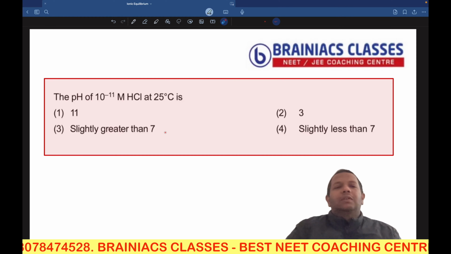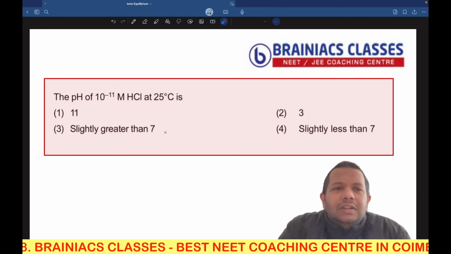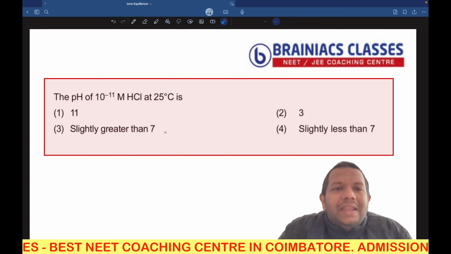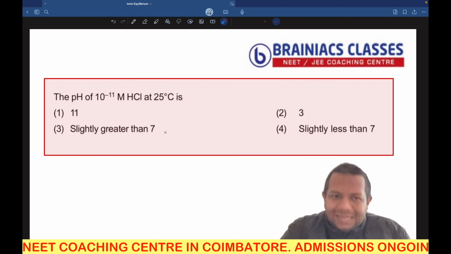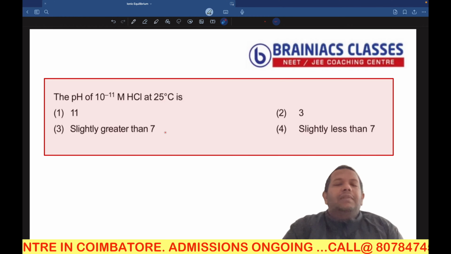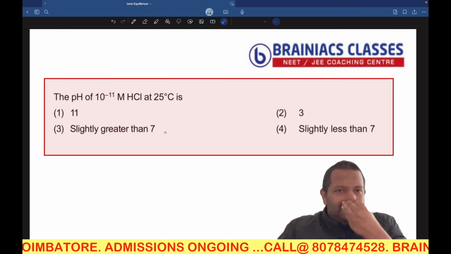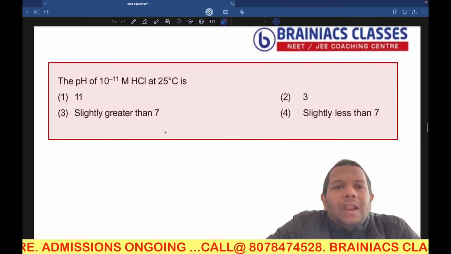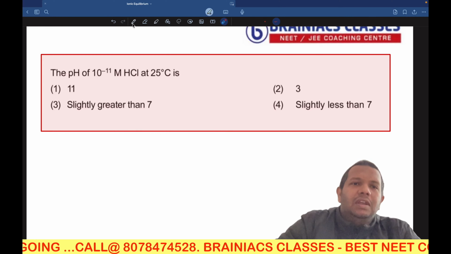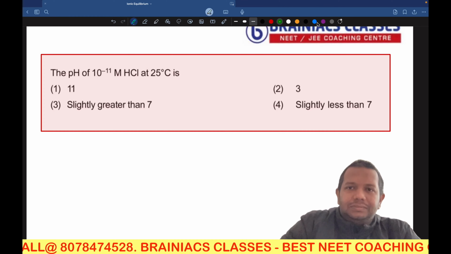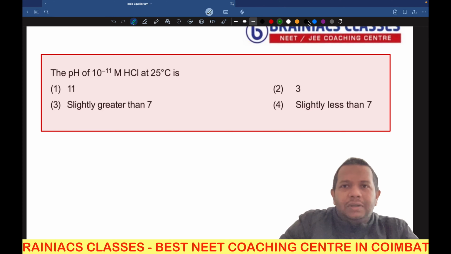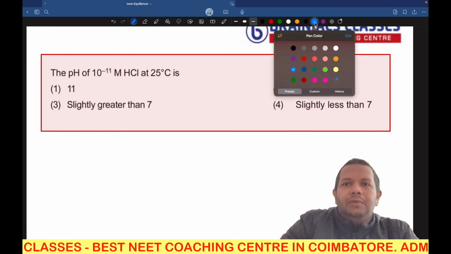All of you, please read the question. The first question is: the pH of 10 power minus 11 molar HCl at 25 degrees Celsius. Here they are mentioning the molarity, or the strength, of the HCl, which is very important. You can see that it is very less. Here is one important point I would like to update.